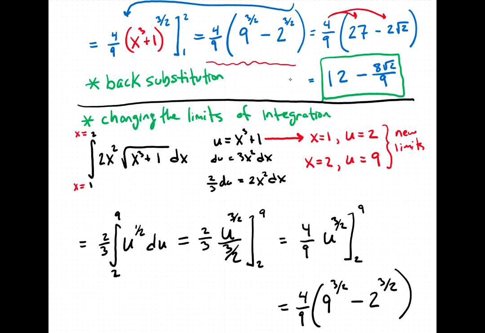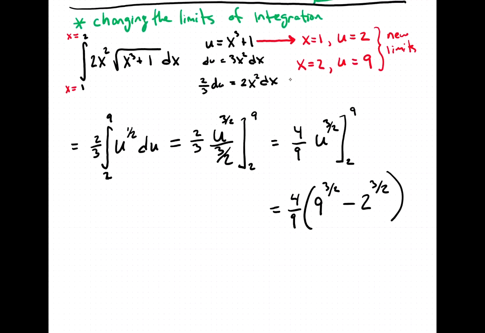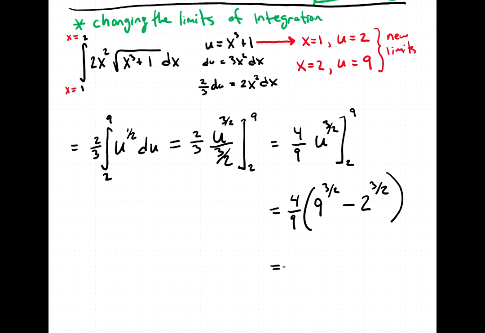Both methods always work. There's never a situation where you have to use one method rather than the other. Like I said, I prefer to change the limits of integration. It's very rare that it's going to be more work; it's usually a little bit less work doing it this way. And we still get the same 12 minus 8 root 2 over 9.